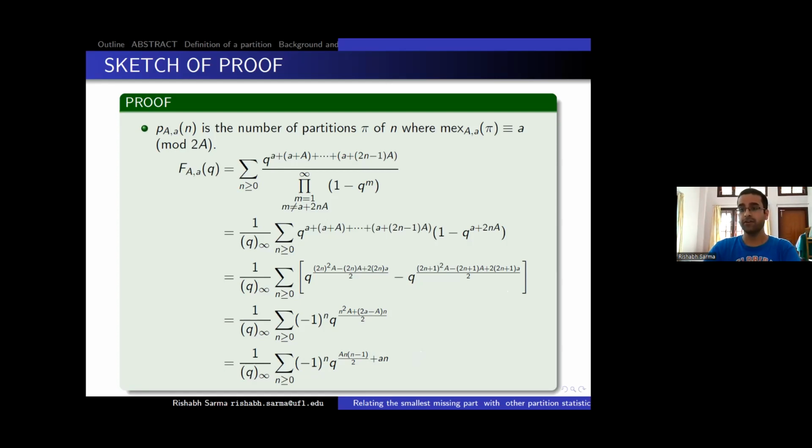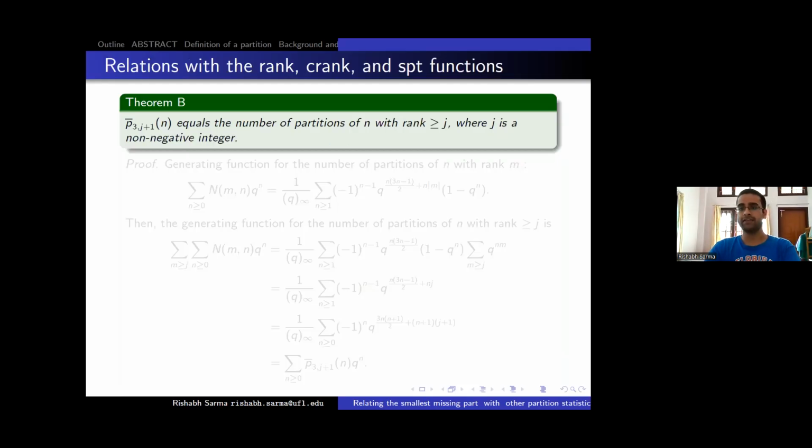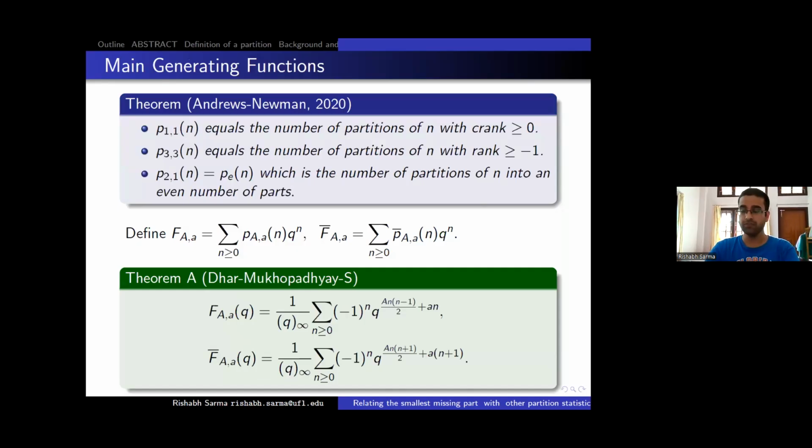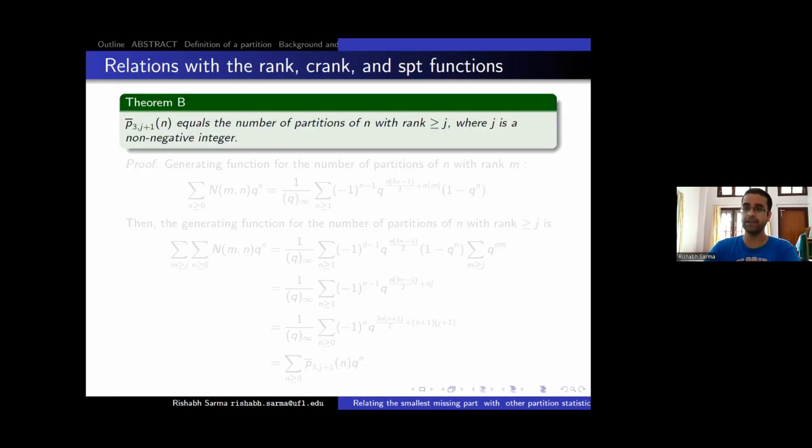The generating function for the overline P_{a,A}, the overlined extended max function, is very similar. And this particular generating function is at the heart of all our results. This helps us to find the relation of the max with the rank. So it turns out that P bar of 3j plus 1, where the capital A is 3 here, equals the number of partitions of n with rank greater than or equal to j, j being a non-negative integer.